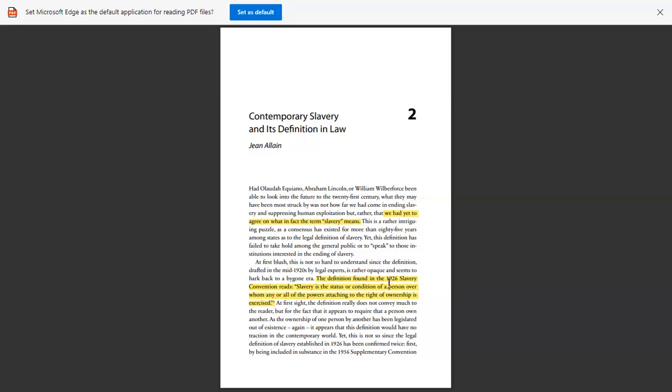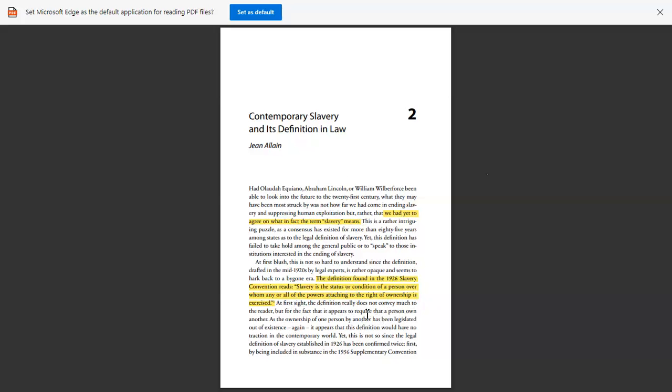The definition found in 1926 from a convention: slavery is the status or condition of a person over whom any or all of the powers attaching to the right of ownership is exercised. It doesn't say much, as it even admits right there, but it appears that it requires a person own another. But in reality, that's not exactly the case, because as it says, it has been legislated out of existence.